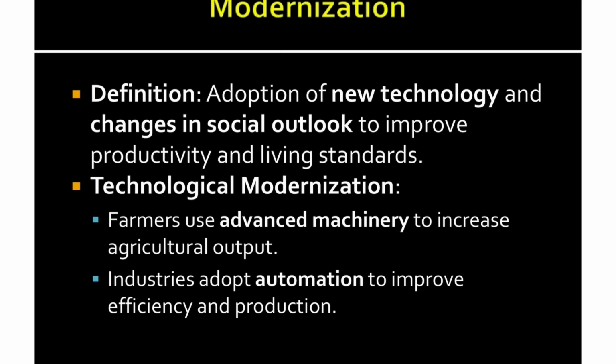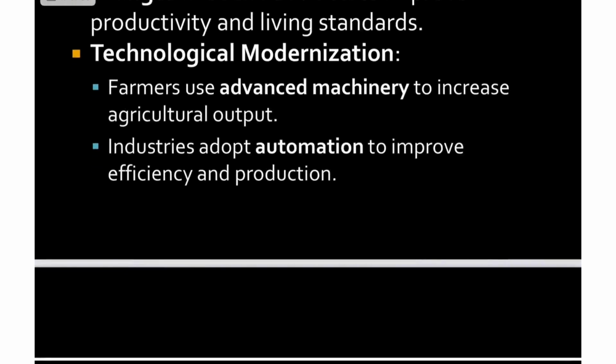Modernization, again, is the adoption of new technology, and not just in terms of new kinds of machines that are used. India has a history of orthodoxy and a history of inequality. The change in the social outlook was very necessary, and so technological modernization, of course, was very necessary. Farmers, by using technologically advanced machinery, could increase their efficiency and output. Industries adopt automation to improve the efficiency of production.